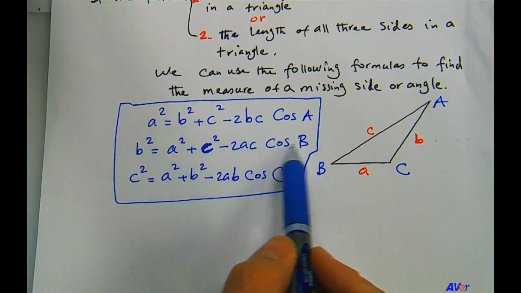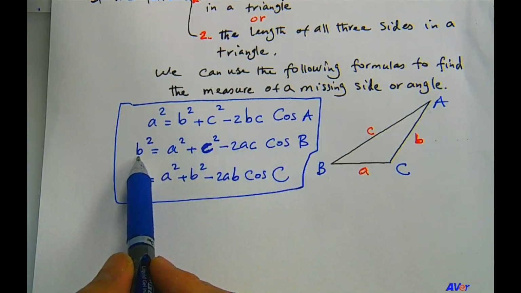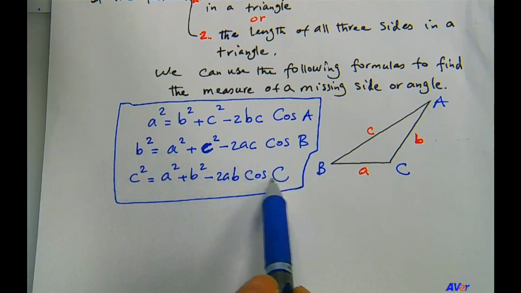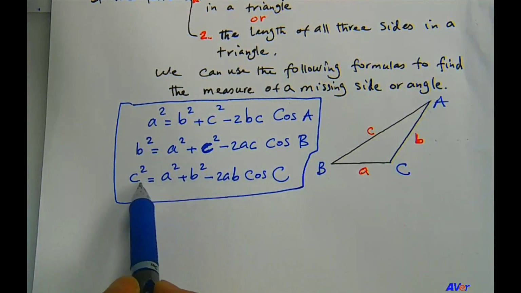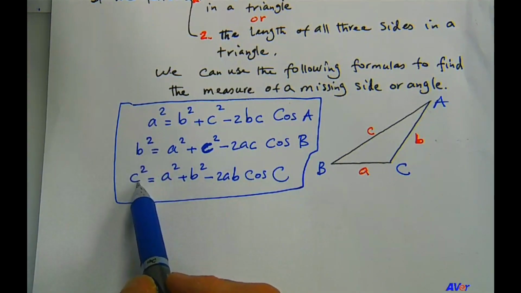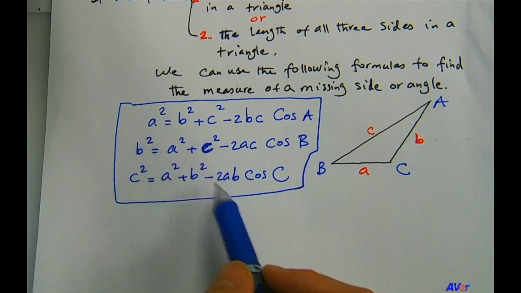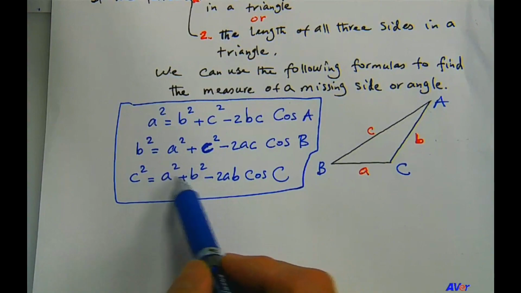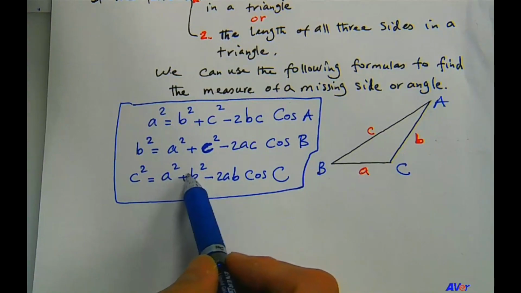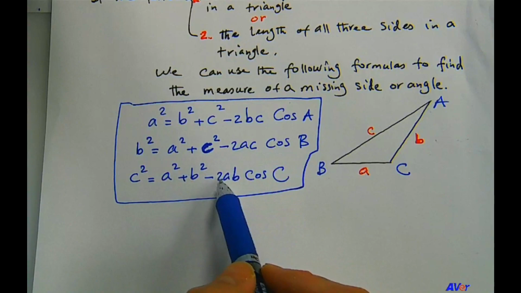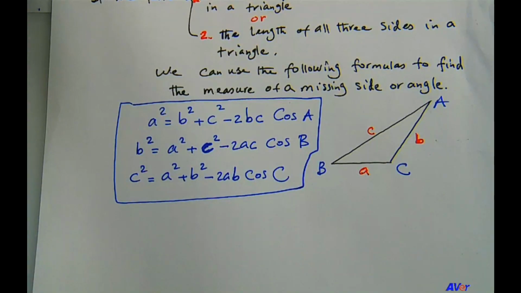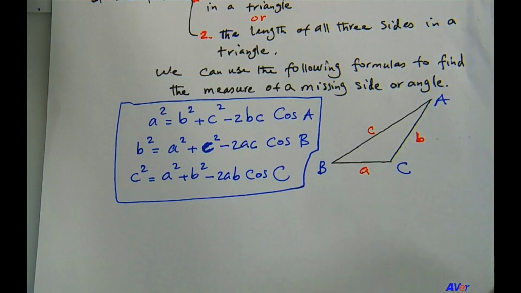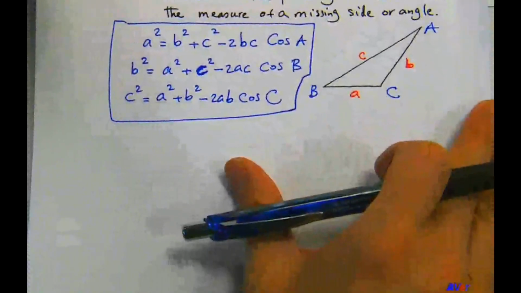So cosine of B is the angle opposite of the side we're finding, and cosine of C is the cosine of the angle that is opposite to the side we're finding the length of. And the other terms are simply the squares of the sides we know minus twice their product. They're all like that. Okay, so let's apply these in an example or two.